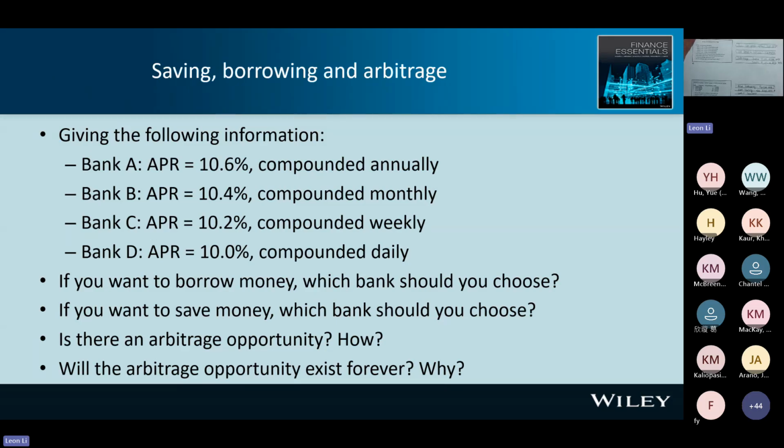The first point is we should use EAR rather than APR. The rates you see on the slide or in the market are APR. They are not EAR. So you can use the Excel EFFECT formula to do the EAR calculation. And arbitrage is to borrow the money at a low rate and invest the money at a high rate. So let's do it together. You have 4 banks, their APR rates. Now we calculate the EAR.